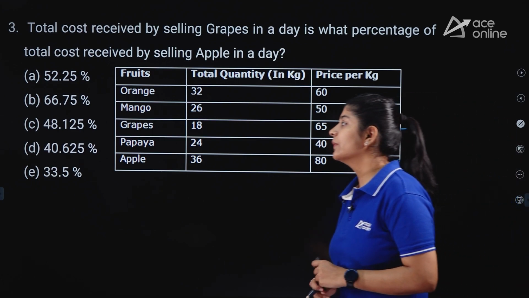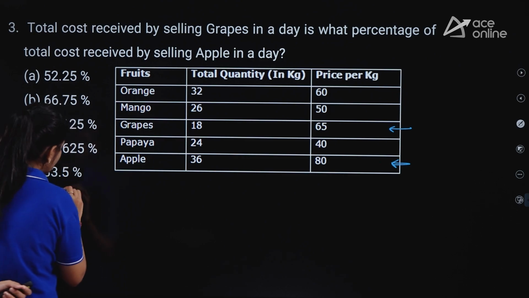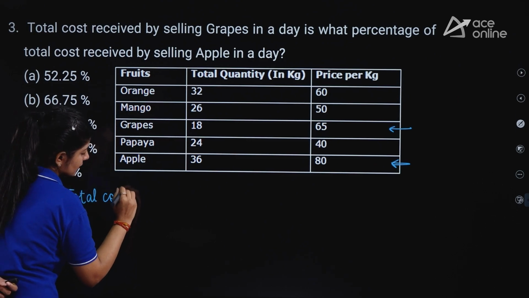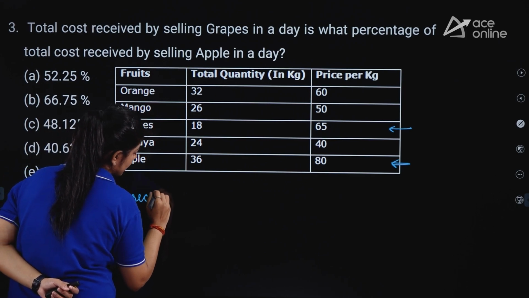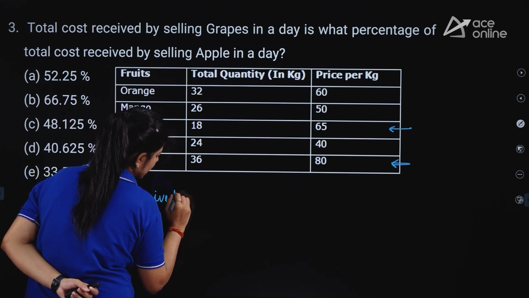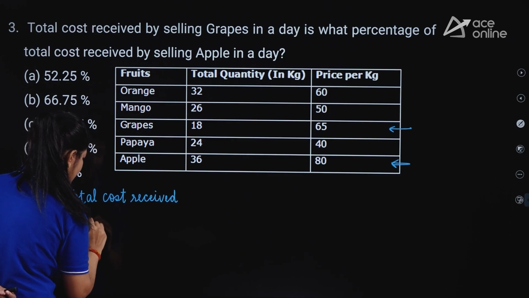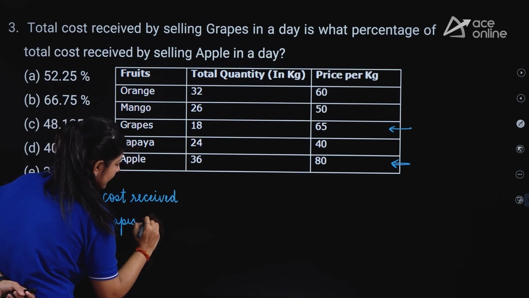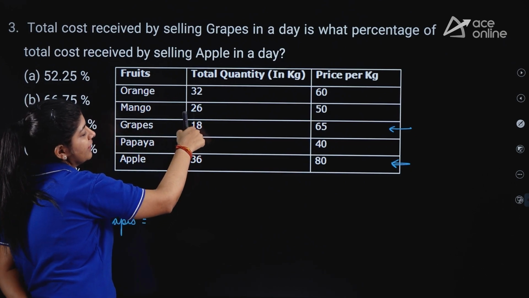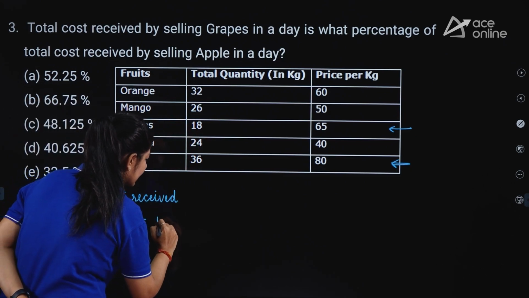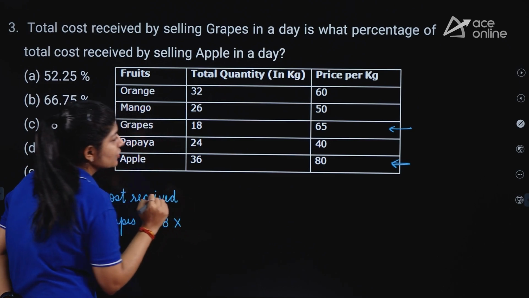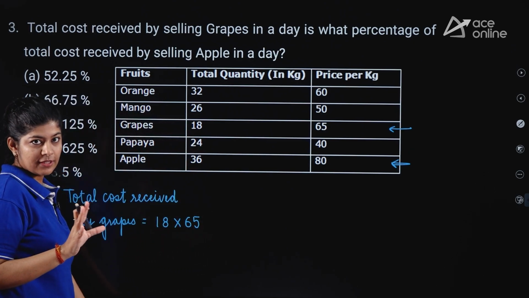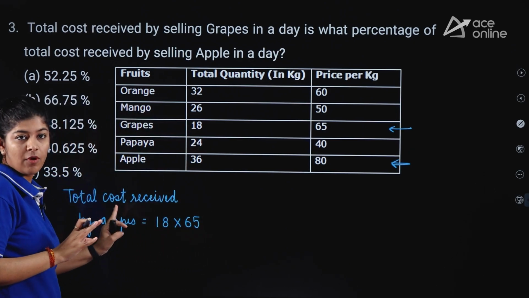So let's start with the grapes. The total cost received by grapes is the total quantity 18 and the charges are 65, right? This is the total cost that we received from the grapes.